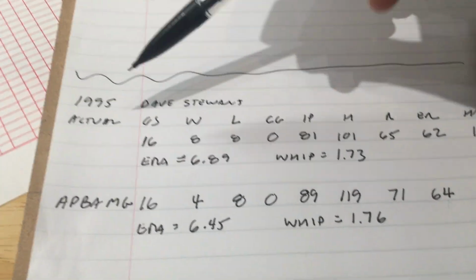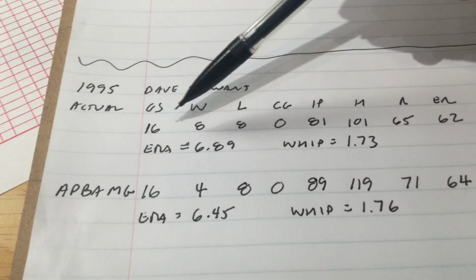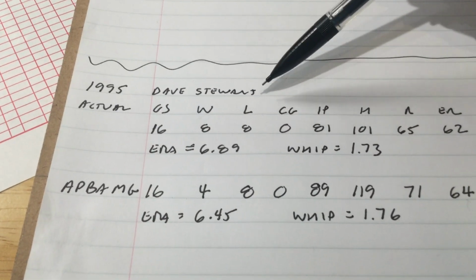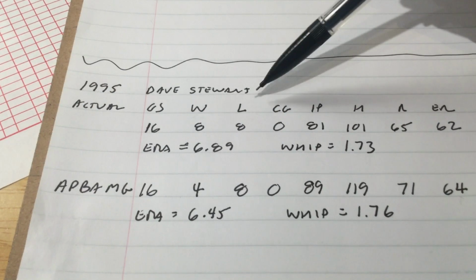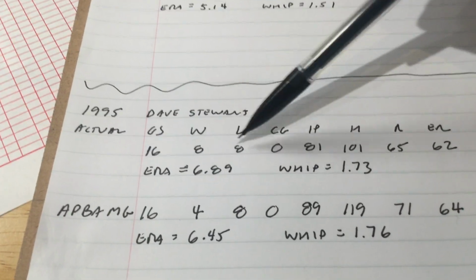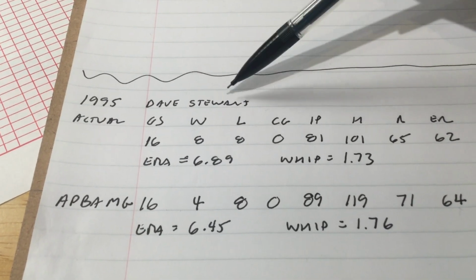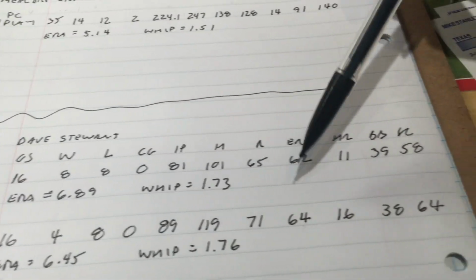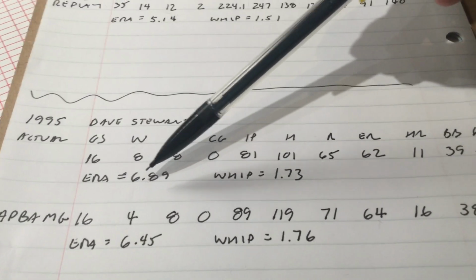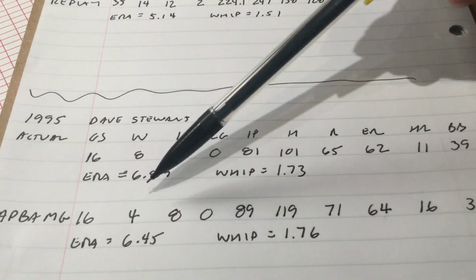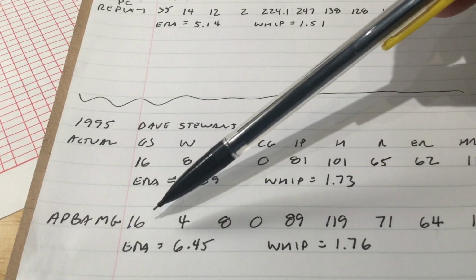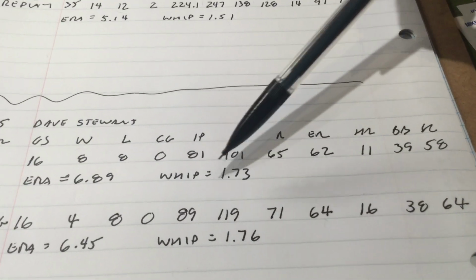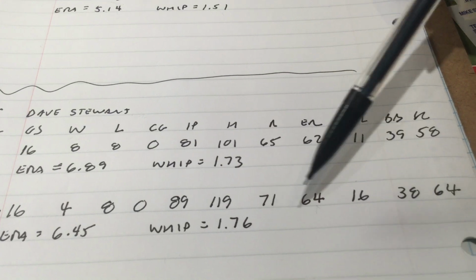Master game. This is all cards and dice, APBA Master game. So this was Stewart's final season. It was a really bad season for him. He retired after the season. He was with Oakland still, or he had come back to Oakland for that season. So he was 8-8. You could see his numbers there. He had a 6.89 ERA with a 1.73 WHIP. So in the APBA cards and dice, he finished 4-8. You could see 89, a little bit higher.